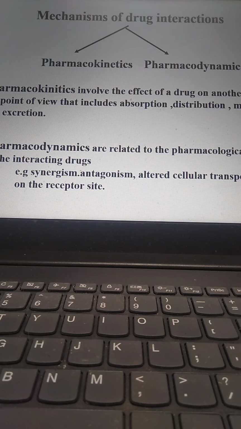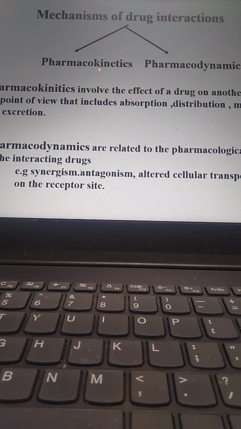The mechanism of drug interaction can be categorized into 2 parts. One is pharmacokinetics, another is pharmacodynamics. Pharmacokinetics involves the effect of one drug on another from the point of view of absorption, distribution, metabolism, and excretion, that I have already told you about as ADME. Pharmacodynamics is related to the pharmacological activity of the interacting drugs, that is synergism, antagonism, altered cellular transport, and effect on the receptor site.